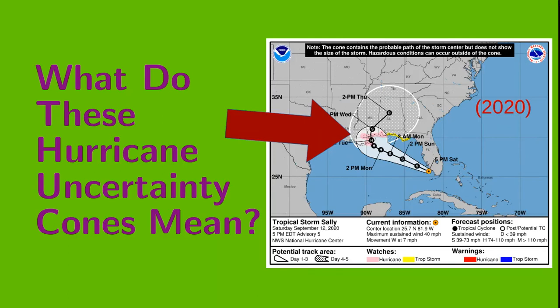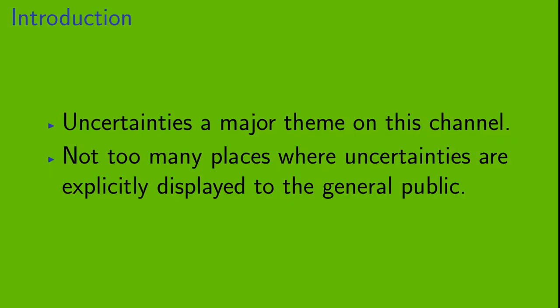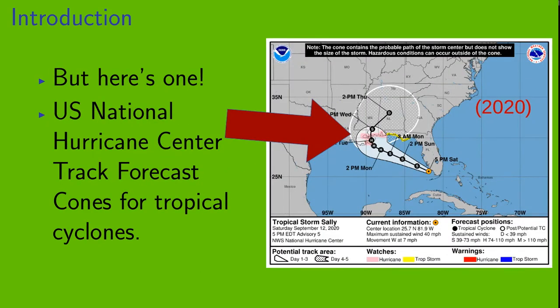Hi. So, what do these hurricane uncertainty cones mean? You might have noticed that uncertainties and how they're defined are a major theme on this channel. Unfortunately, there are not too many places where uncertainties are explicitly displayed for the general public. But here's one. The U.S. National Hurricane Center makes track forecast cones for tropical cyclones. So they make a prediction of where the cyclone is going to go, and they include with that prediction an uncertainty cone.